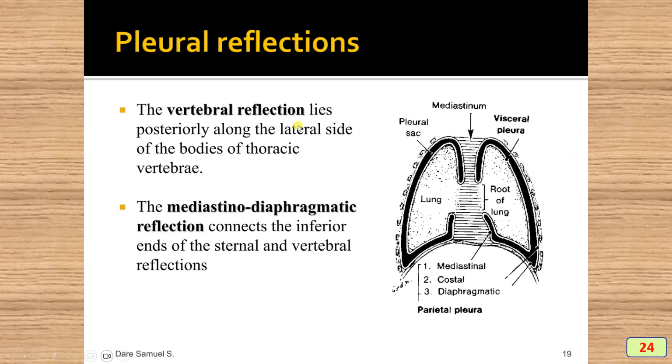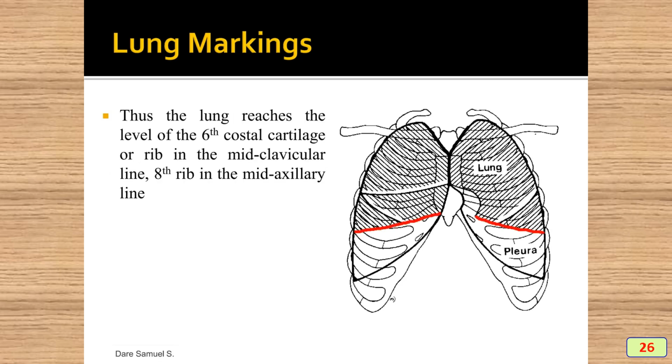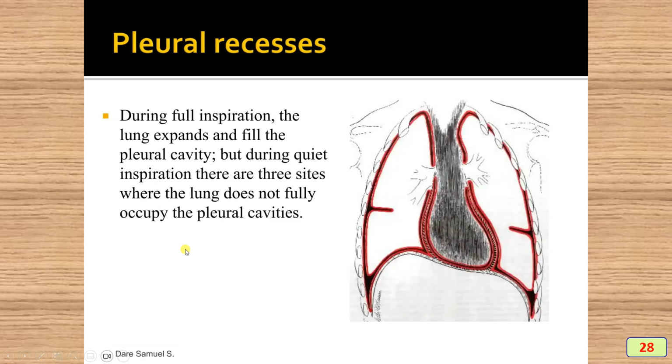The vertebral reflection lies posteriorly along the lateral side of the bodies of the thoracic vertebrae, and mediastinal diaphragmatic reflections are also present. Then the lung marking corresponds to the pleura, two ribs higher in the lower part of the thorax. Thus, the lung reaches the level of the costal cartilages, and the lung reaches the level of the 10th rib, especially in human beings.